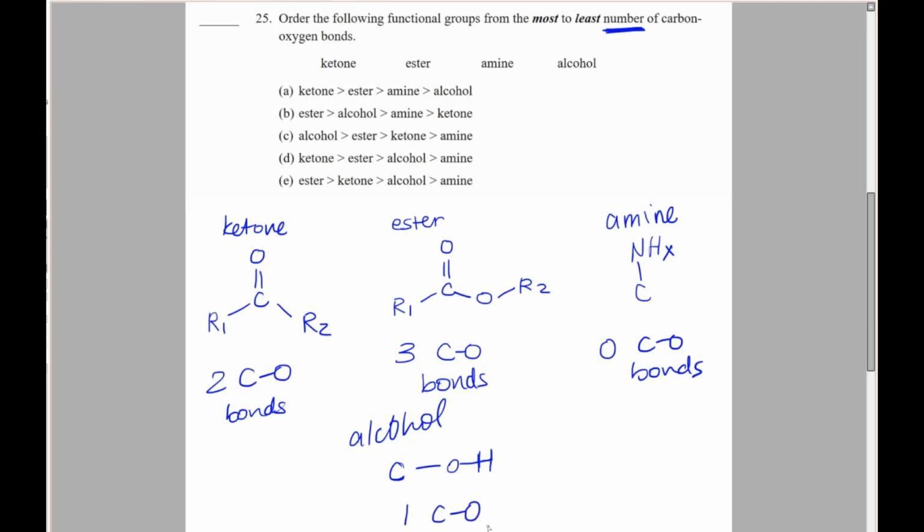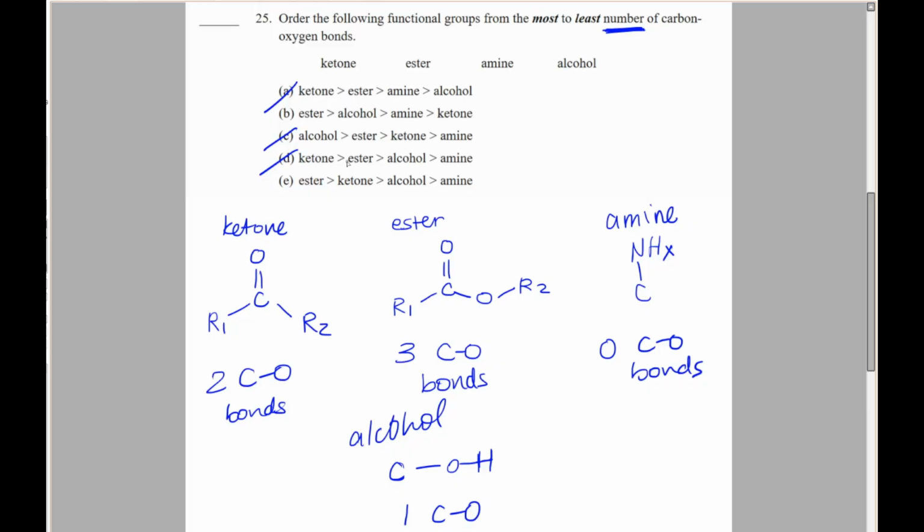So now we can rank these in order of the number of carbon-oxygen bonds. So esters should have the most carbon-oxygen bonds. So we can eliminate A, C, and D. And we're just between B and E because we know that esters have the greatest number of carbon-oxygen bonds.